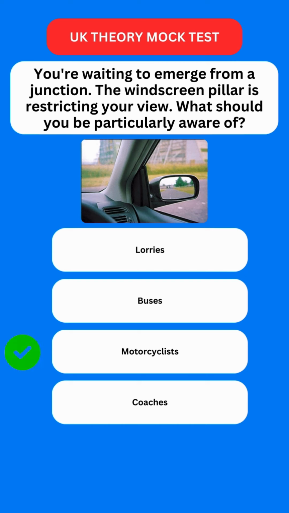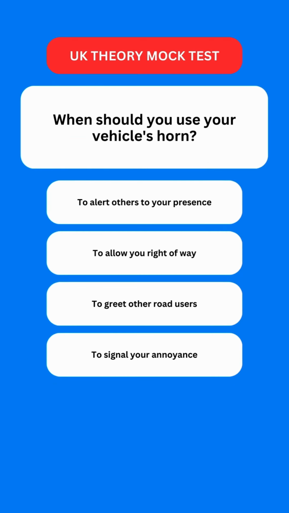So the correct option is the third one. You should be particularly aware of motorcyclists. Next question is, when should you use your vehicle's horn? Options are to alert others to your presence, to allow you right of way, to greet other road users, or to signal your annoyance. So the correct option is the first one. You should use your horn whenever you want to alert others of your presence.